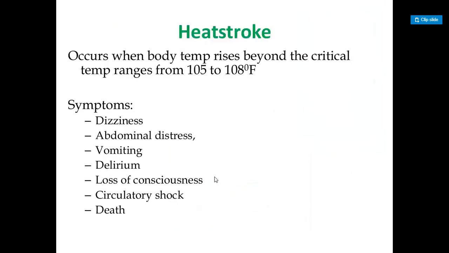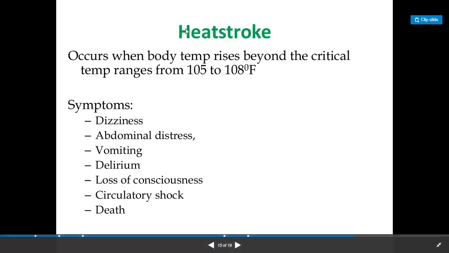The last thing we need to talk about is what is called heat stroke. Heat stroke occurs when your body temperature rises beyond the critical temperature range of 105 to 108 degrees Fahrenheit. By the way, I need to show you one picture that can help you convert your Fahrenheit to degrees Celsius, because you might have an exam, and in that exam, they might give you the values in degrees Fahrenheit.